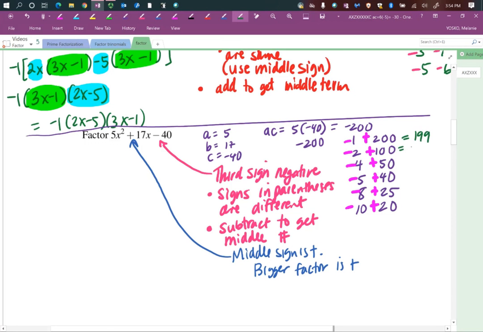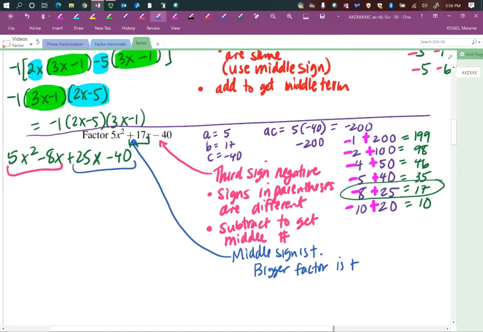Negative 2 plus 100, that's like 100 minus 2, 98. Negative 4 plus 50, that's like 50 minus 4, 46. Negative 5 plus 40, that's like 40 minus 5, 35. Negative 8 plus 25, that's like 25 minus 8, that's 17. And negative 10 plus 20, that's like 20 minus 10, which is 10. And we found our positive 17.